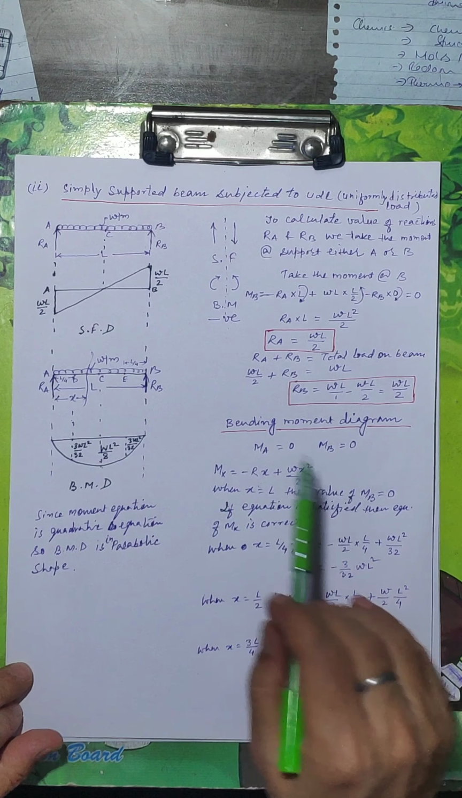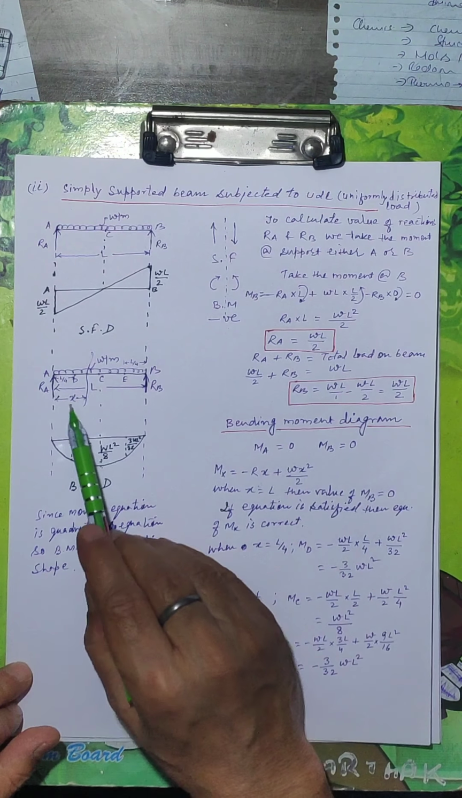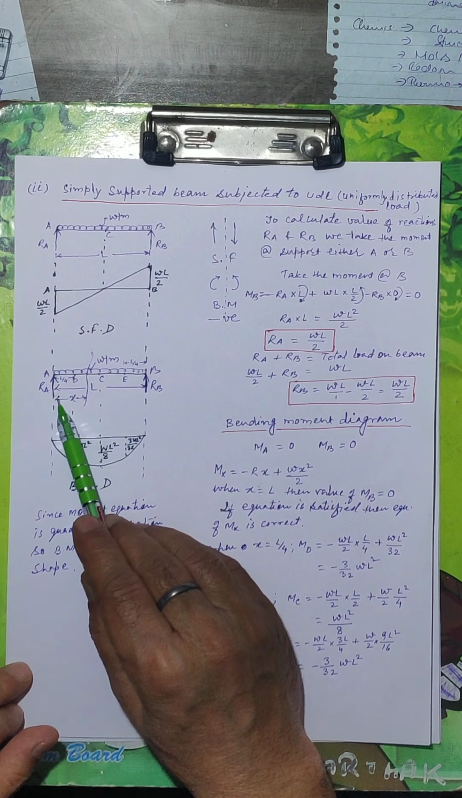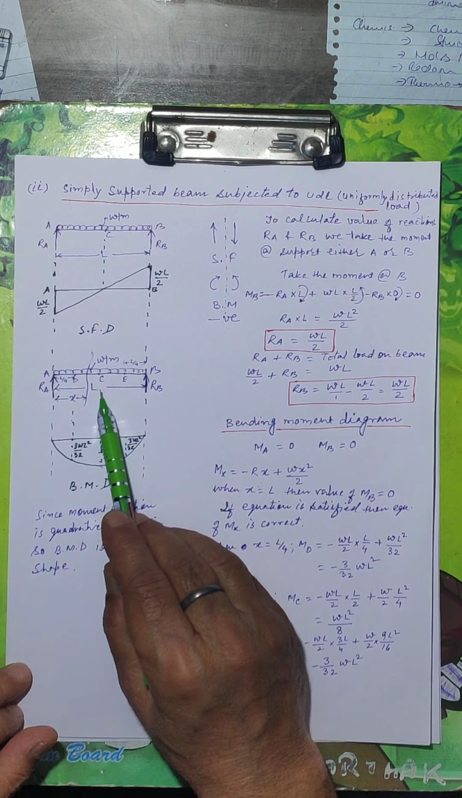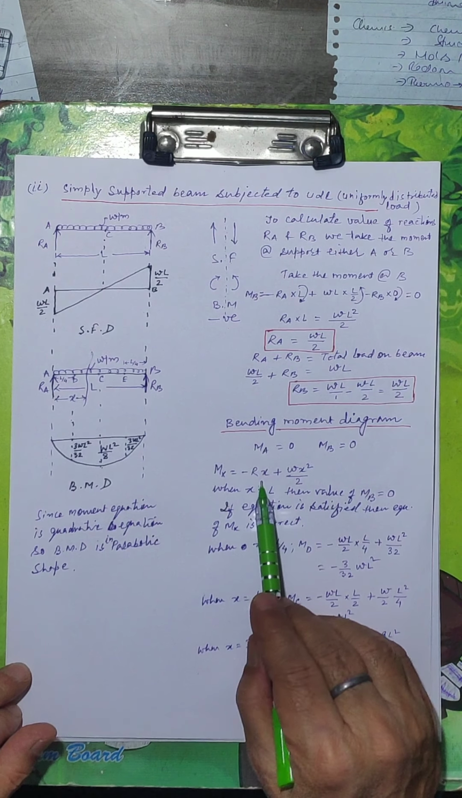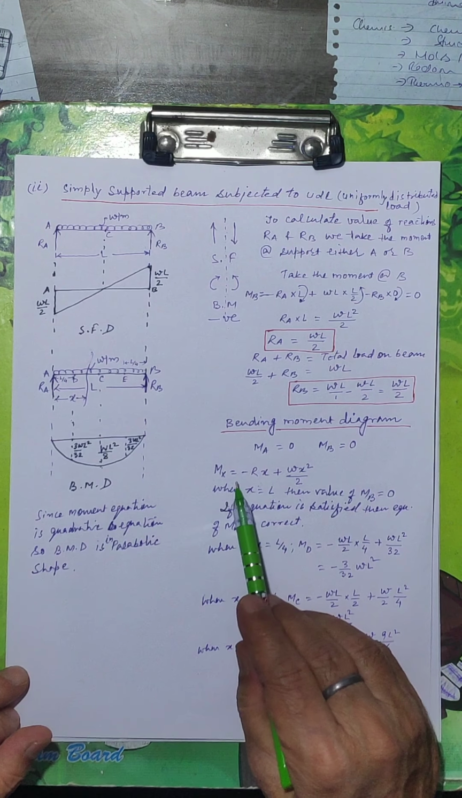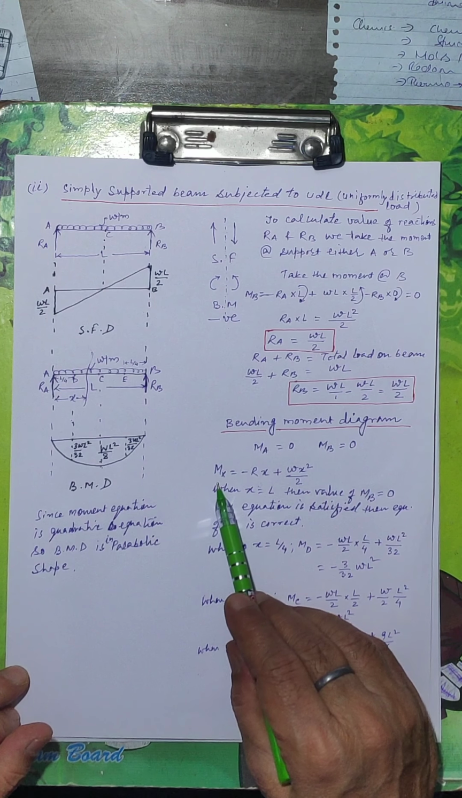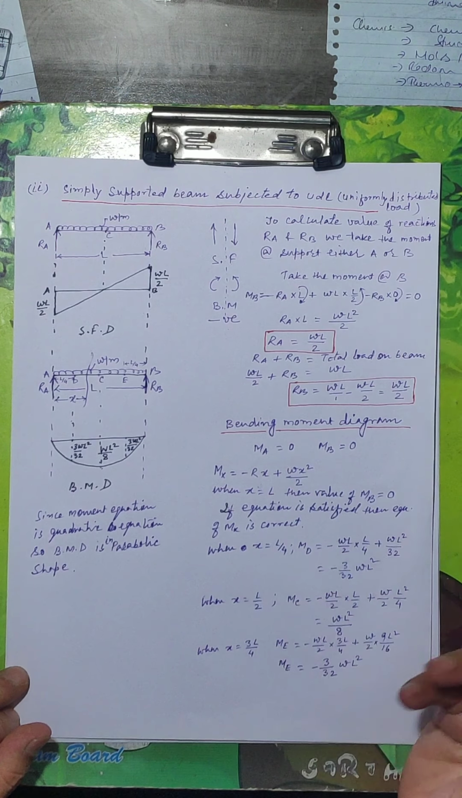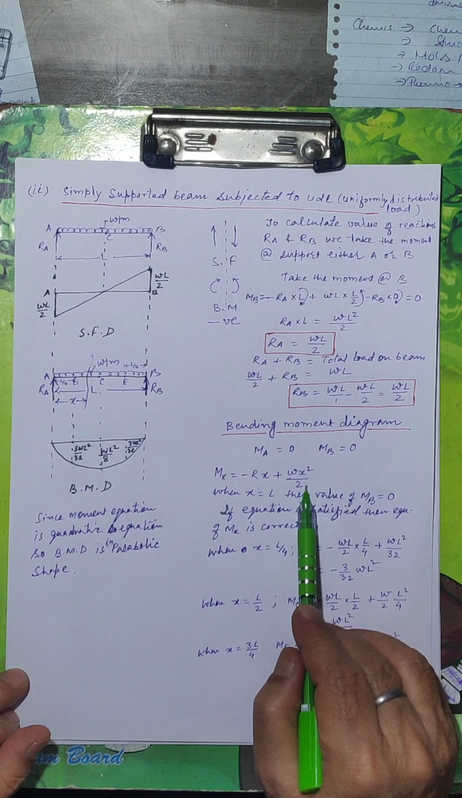If this is the equation for whole beam, if value of x put equal to L, we will reach at B, and moment at B is 0. So in this equation, if value of x is L, then the value of moment would be equal to 0. If it is 0, that means our equation is correct.